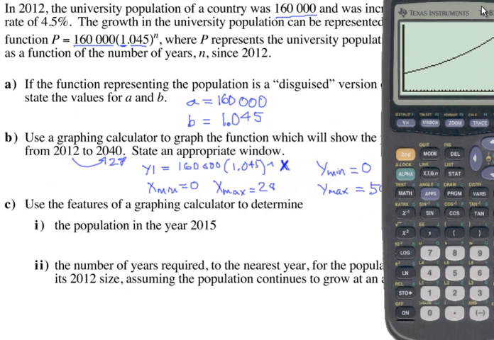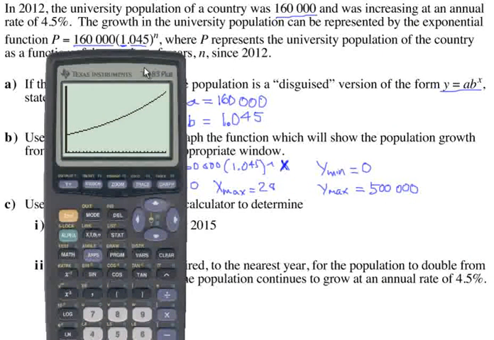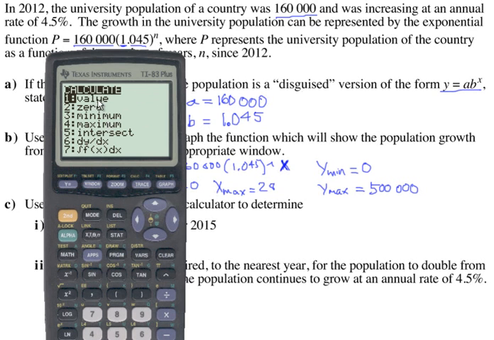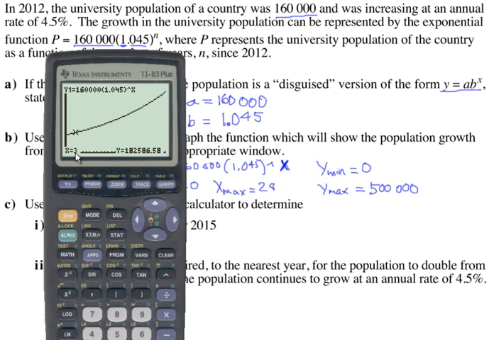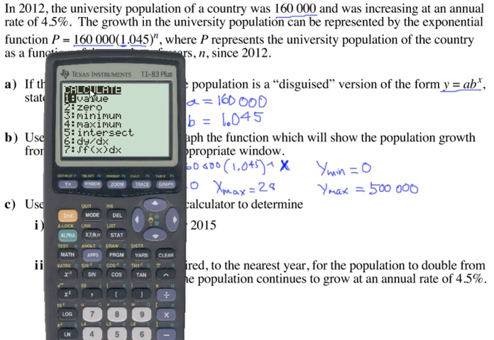Use features of the graphing calculator to determine the population in the year 2015. This, 2012, is our very first year, so 2015 is only 3 years after that. If you want to find that on the calculator, you go to Value and give it 3 years. That says 3 years in the future, how many university students will we have? And there's your answer, 182,500. So to get that again, you go second trace, pick value, and then it says, okay, what value do you want? We say 3, please. Enter, and finds the value exactly at that year.